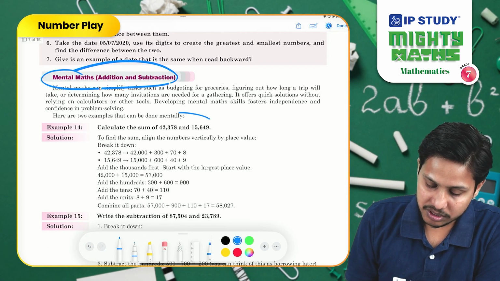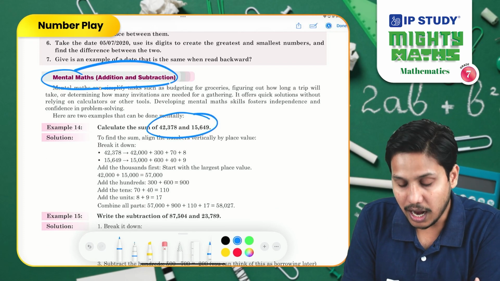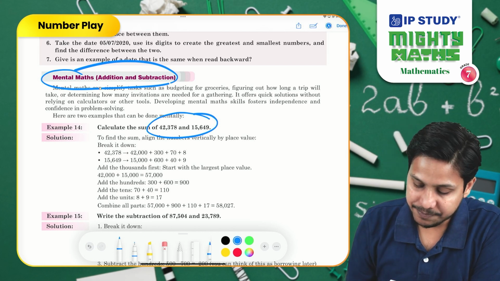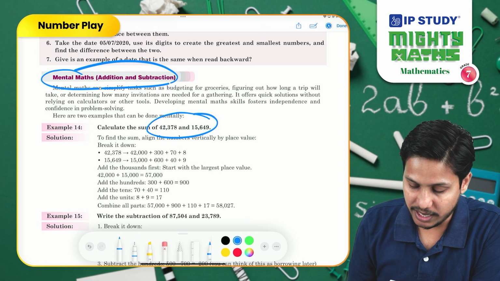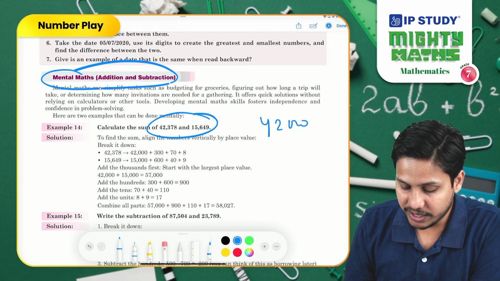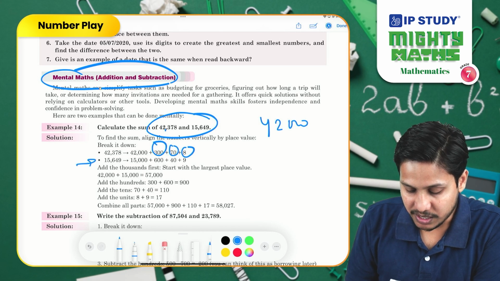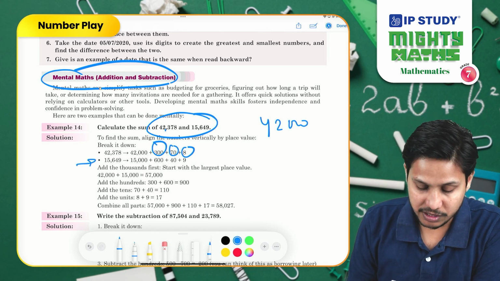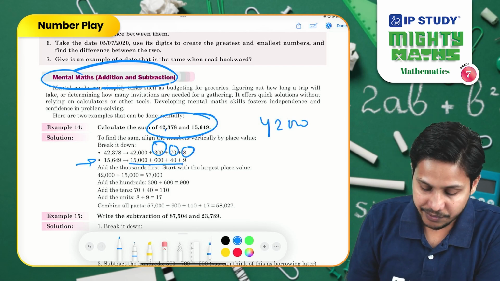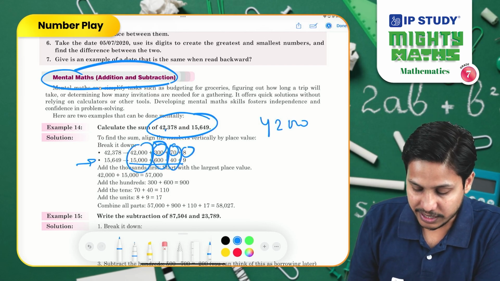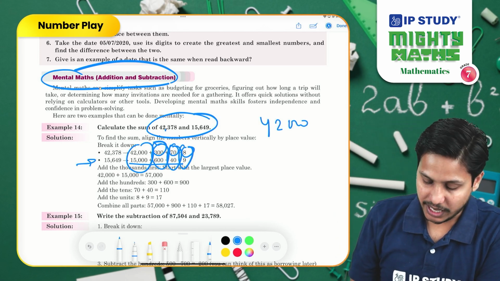Like to find the sum of these two numbers, 42,378 and 15,649, what we can do is break these two numbers into their place values. We can write 42,000, then 300, 70 and 8. Similarly, representing 15,649 using its expanded form, we can write it like this. Now we can add these individual place values and find the sum easily, as demonstrated here.